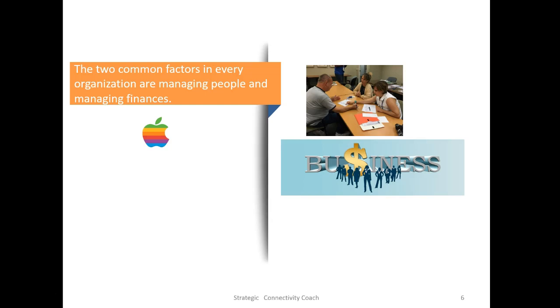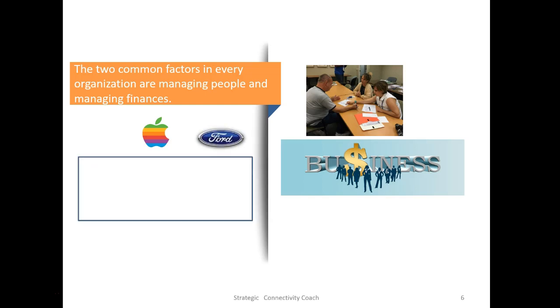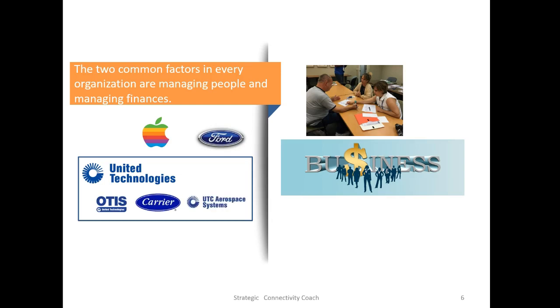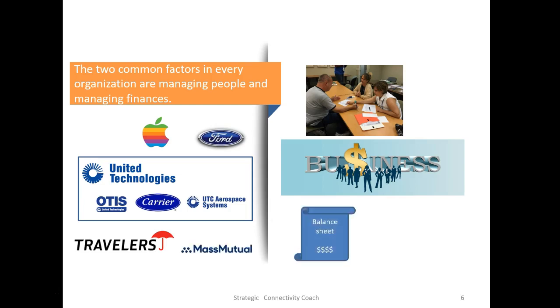And because you're managing finances, regardless of the company, be it as big as Apple or Ford Motor Company or any industry, local within Connecticut, or even within a large corporation like United Technologies, you've got Otis, Carrier Air Conditioning, and UTC Aerospace. They will have an income statement and balance sheet. Why? Because the management will have a leadership strategy, and where you measure the performance of a company is through the income statement and balance sheet. Could be an insurance business like Travelers or Mass Mutual. So regardless of the size, there will be a balance sheet and an income statement in every company.